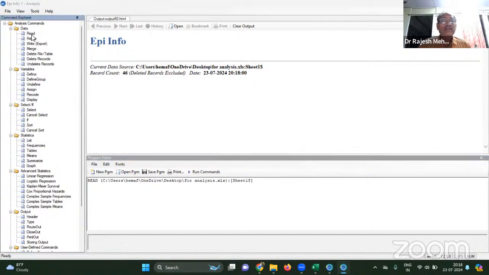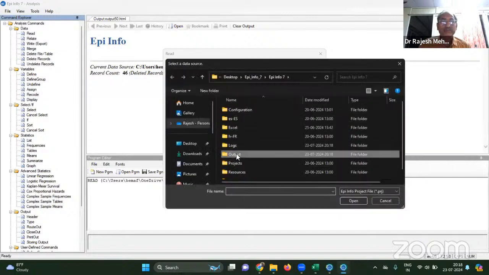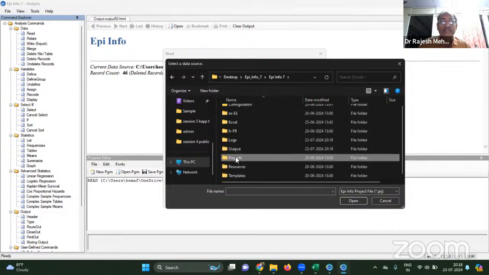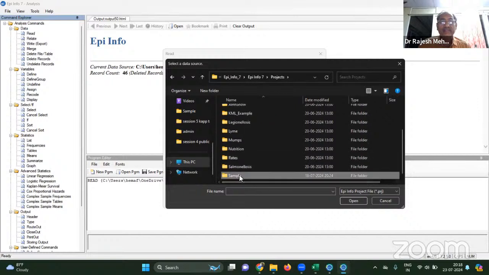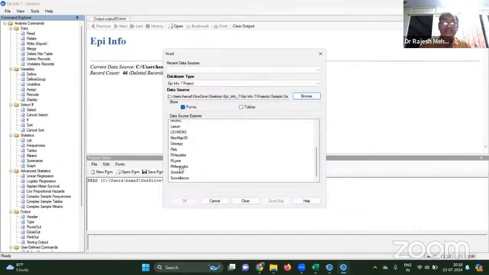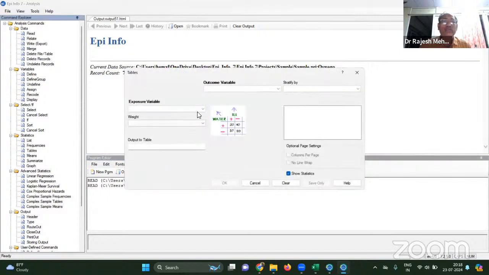Another file which we usually use is Oswego. In that, you go for the projects, then sample database, sample project. I'm just telling you how to go for the 2 by 2 table. It will take some time. So now the 2 by 2 tables command will give you 2 by 2 tables.